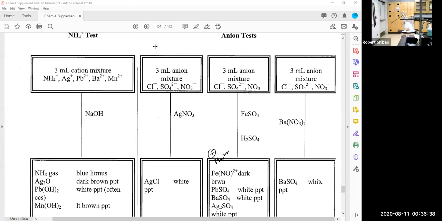Okay, now you can see my boiling water bath is a nice boil. The boiling chips are working well. They're making nice little bubbles there. So I'm just going to let that go.